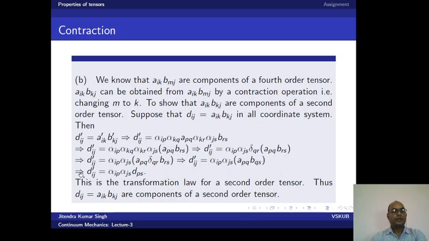Now we get dij dash is equal to alpha ip alpha js dps. dps we shall get because this one dij is defined by aik pkj. So by that definition this one apq bqs you can write as dps. So we got dij dash is equal to alpha ip alpha js dps, and this is the transformation law for a second order tensor. So thus dij is equal to aik pkj are components of a second order tensor.